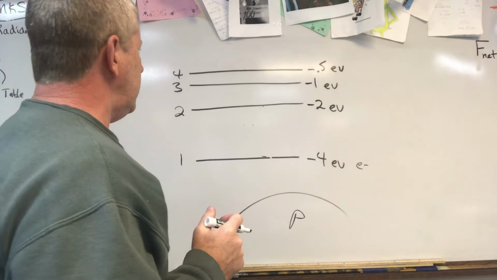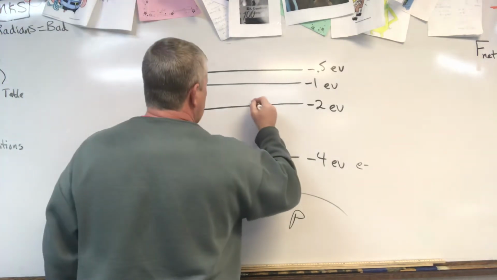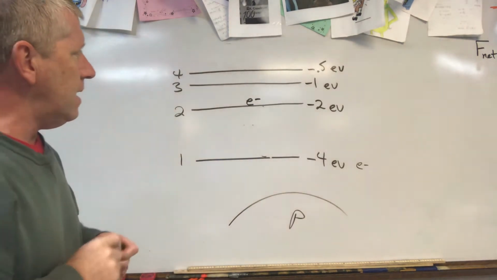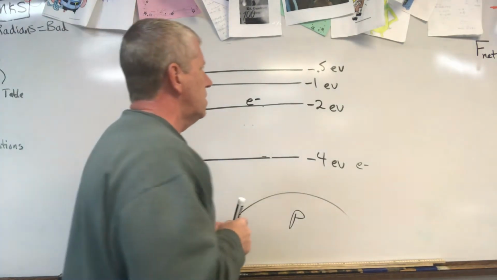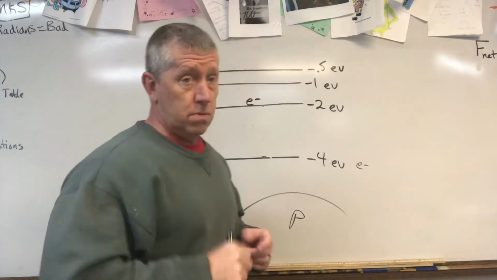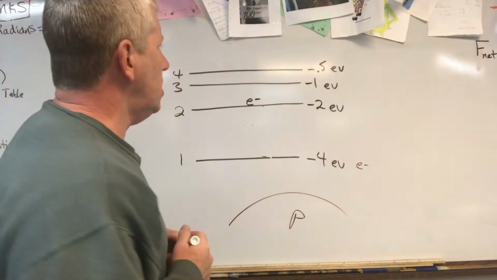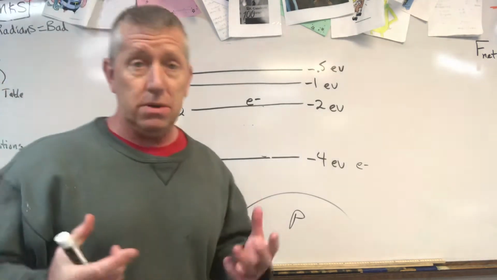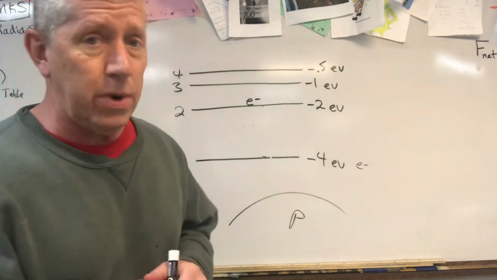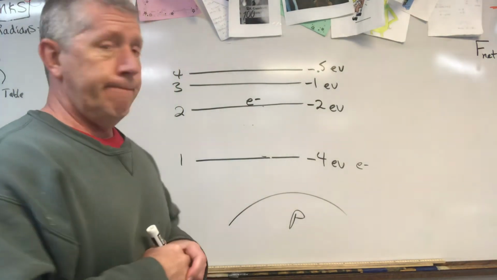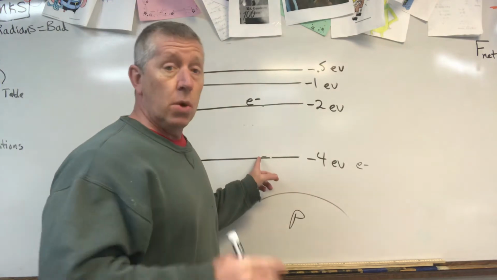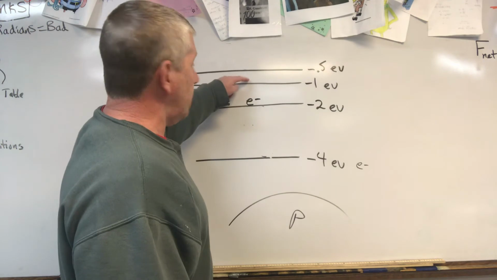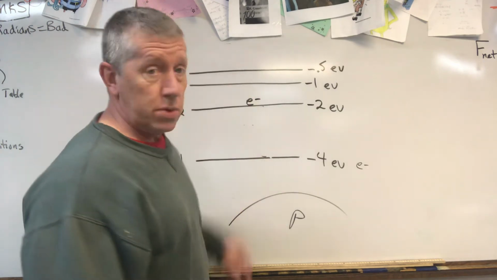If we had an electron sitting here on the 2nd energy level, and that electron absorbs 1 electron volt, where would it end up? It'll fall down to where it was. No, I said absorbs 1 electron volt. Oh, yeah, absorbs 1 electron volt. You end up here, on the 3rd energy level. That's where you would end up.